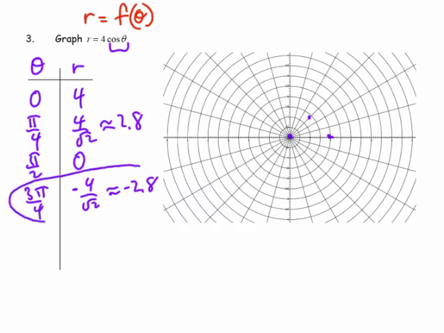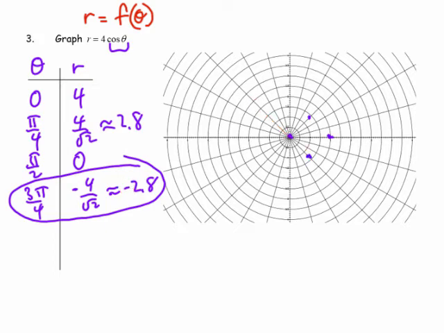So now plotting this point, 3 pi over 4 as an angle in standard position is an angle going out this way. But since we have a negative r, we want to go this way. And we want to go this way 2.8 units. And so that would land me about there.